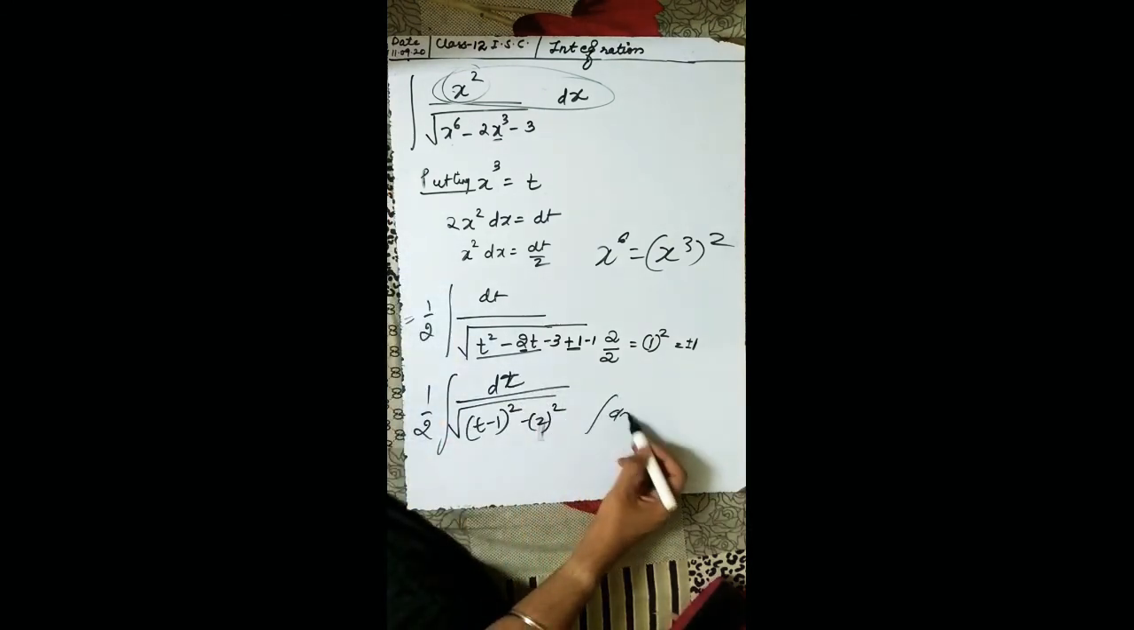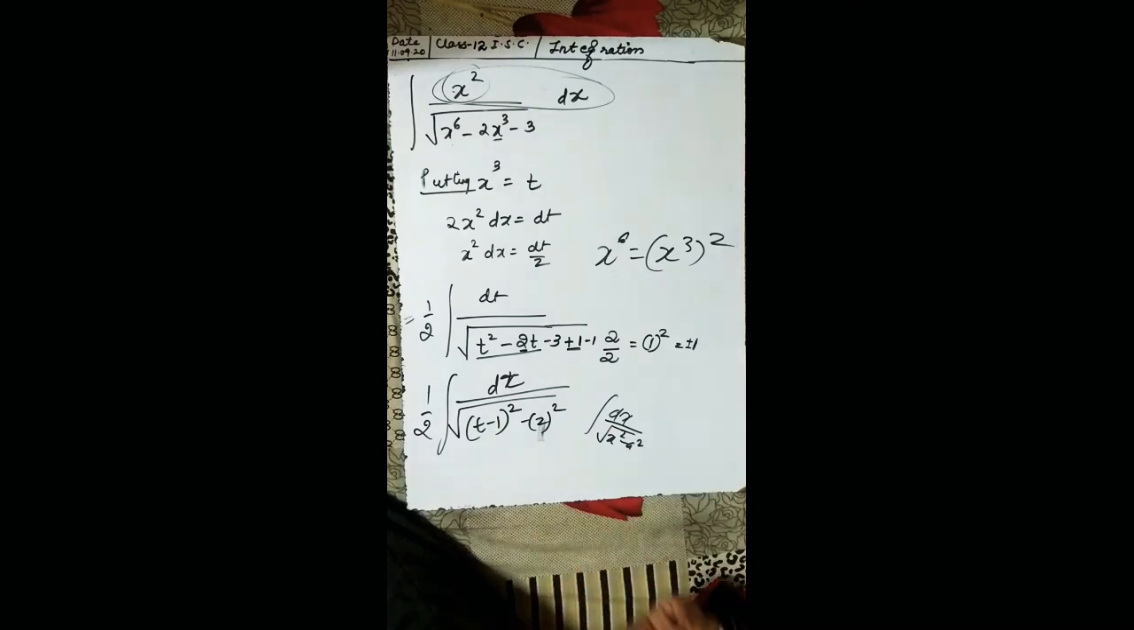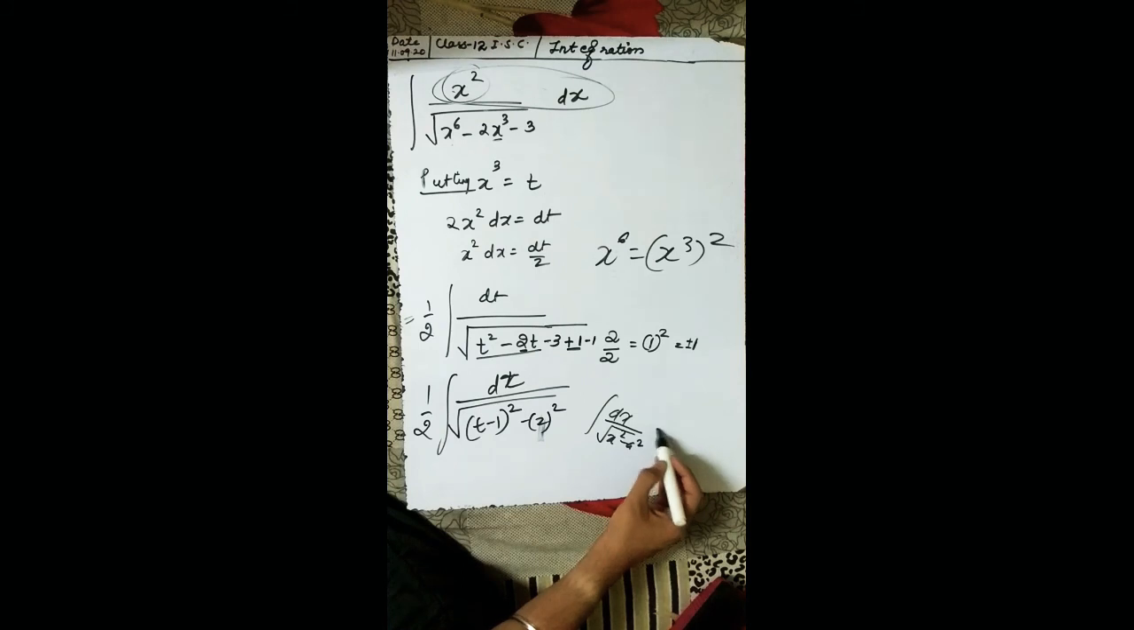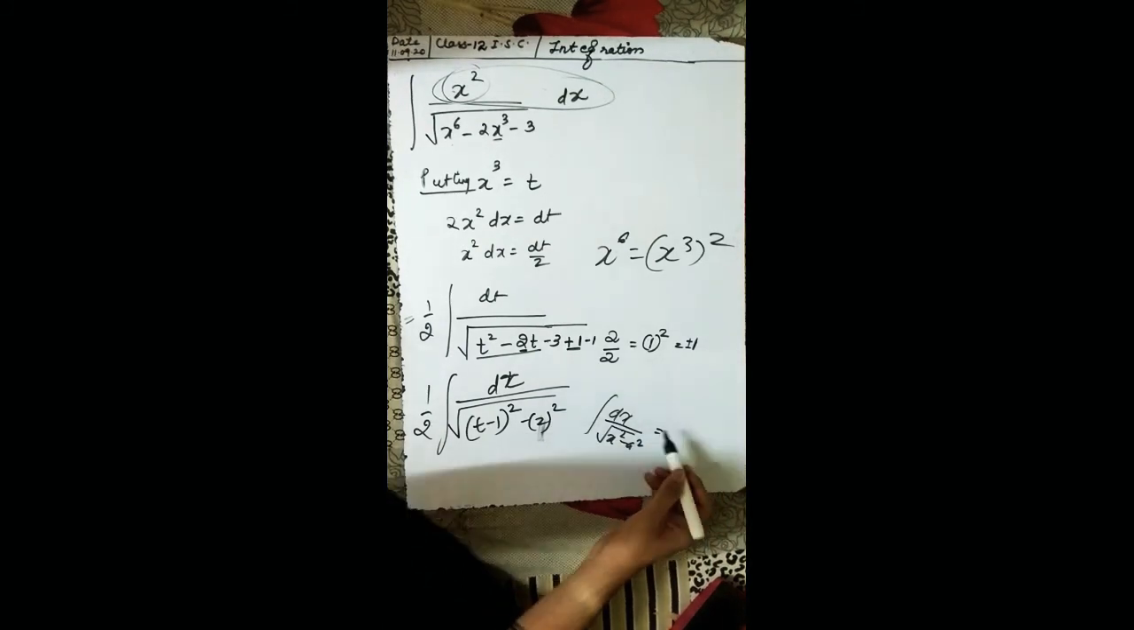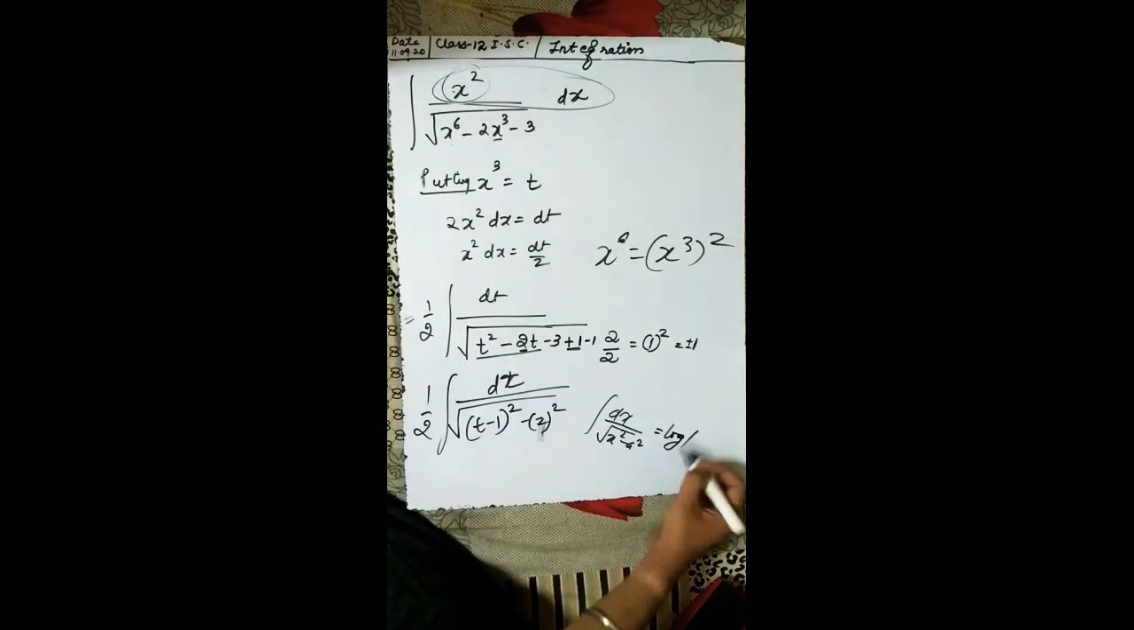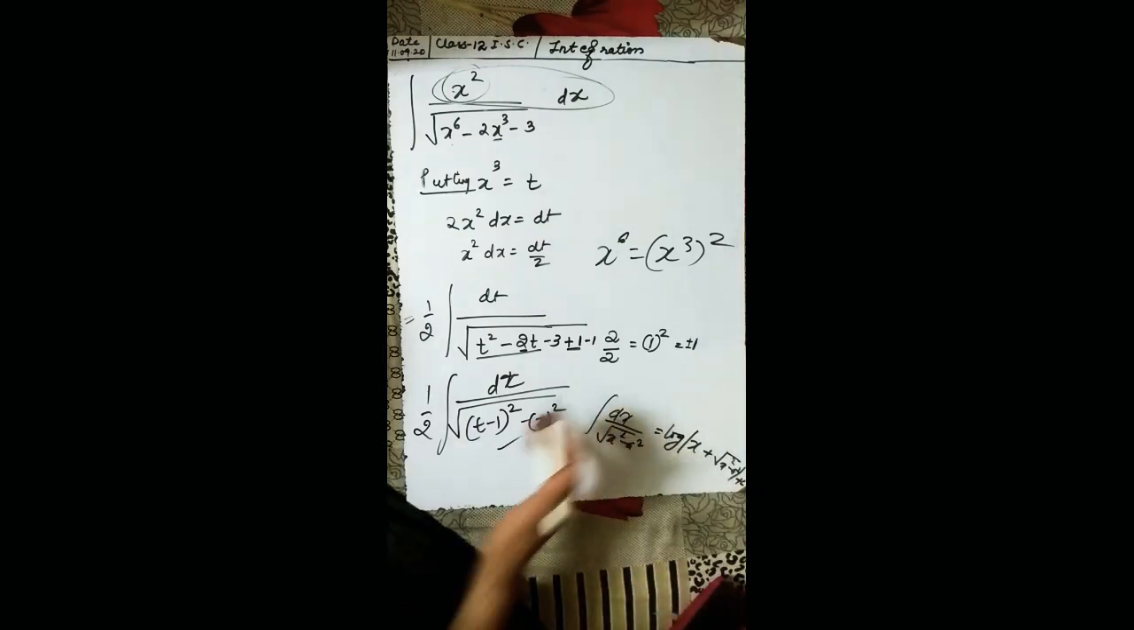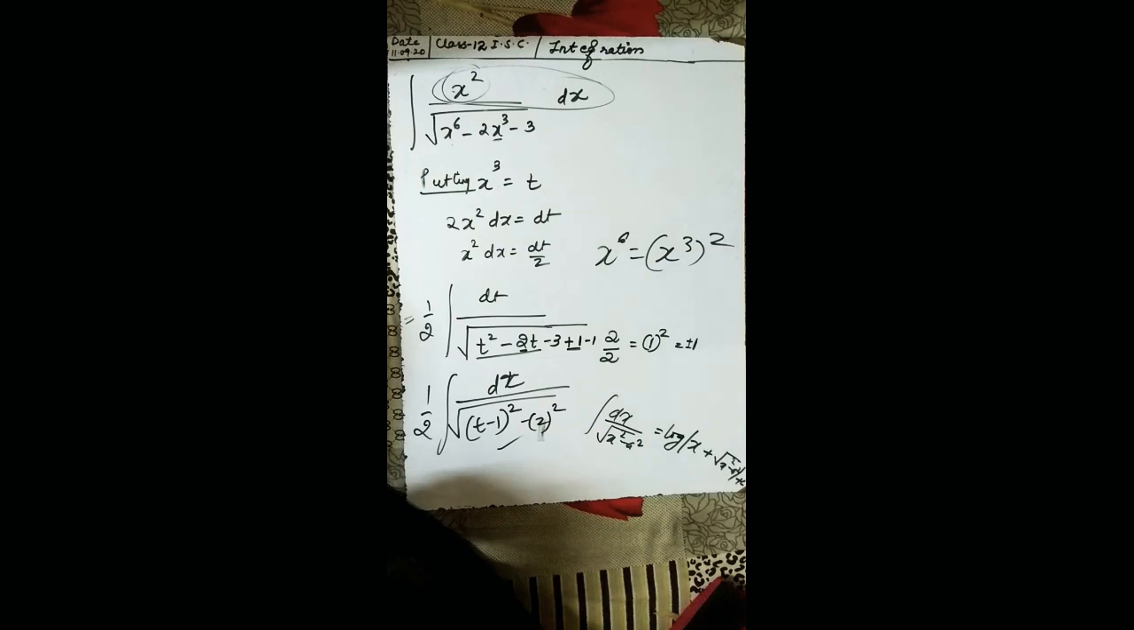What is the integration of dx upon under root x square minus a square? So this integration will be log of x plus under root x square minus a square plus c. Use this identity, you will get the answer. So here we have completed this exercise.